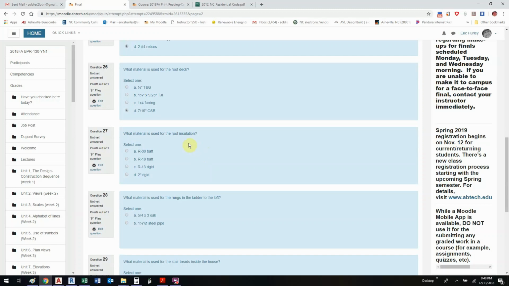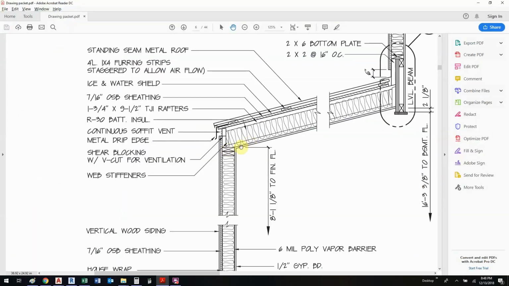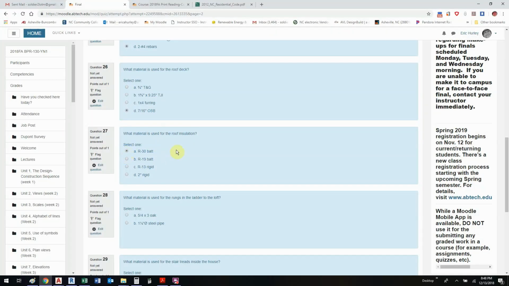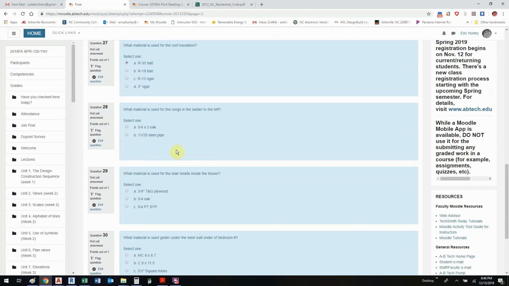What material is used for the roof insulation? Let's see, do we have it here? Yes, we do. R30 batt insulation. That is this here. Follow the arrow. R30 batt.